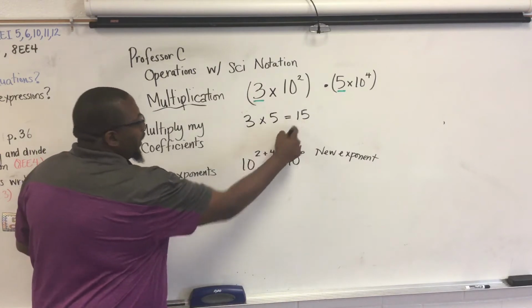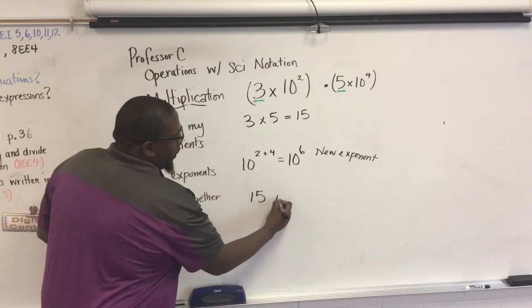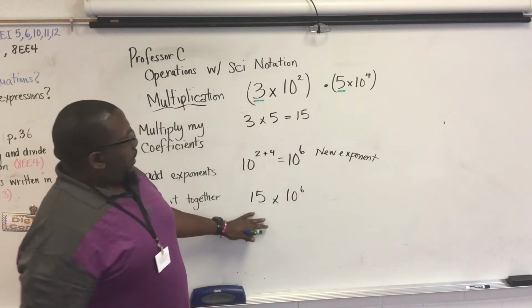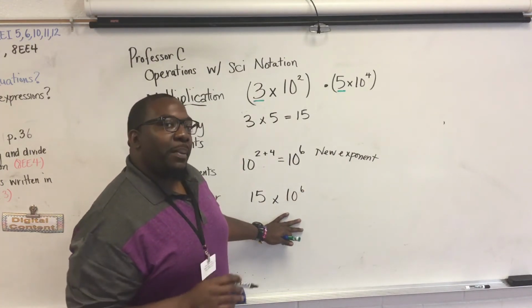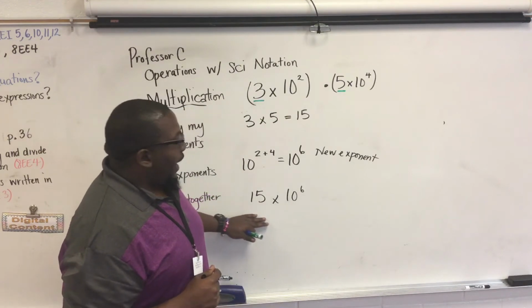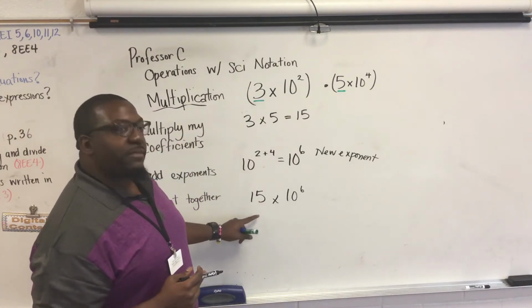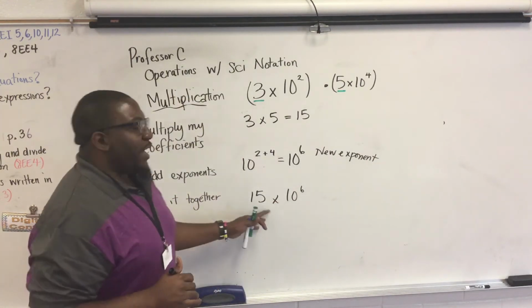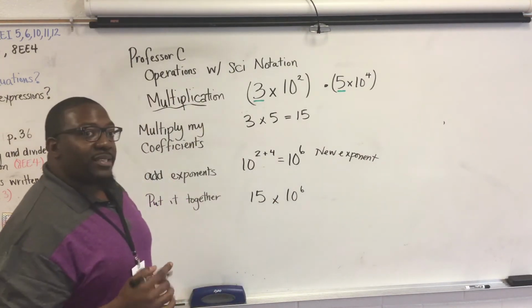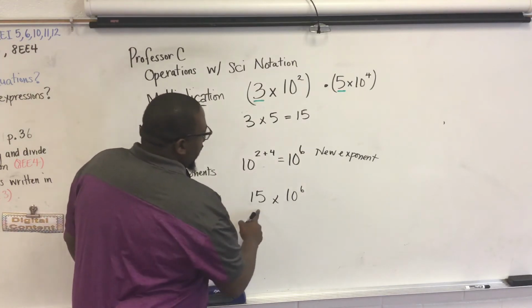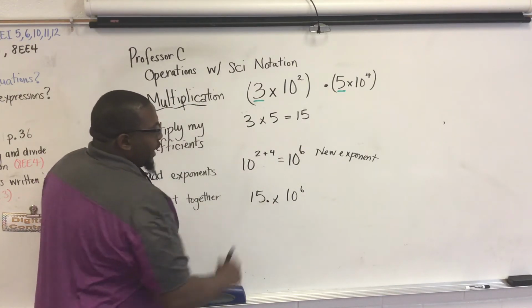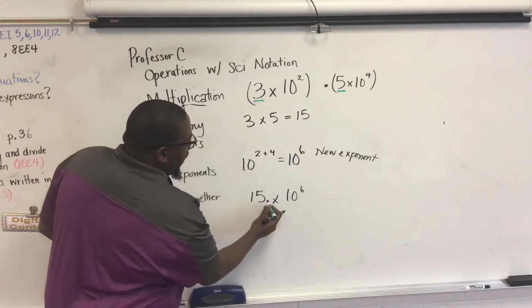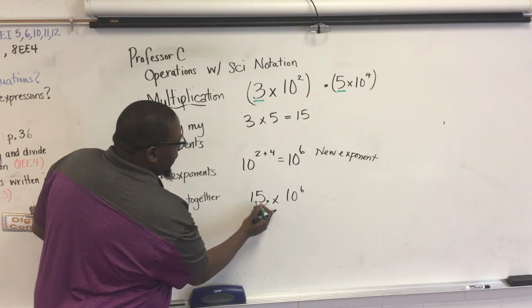So I take the number that I multiplied and I rewrite my base and my exponent. But am I completely done? Actually, no, because this 15 is not a number between 1 and 10. So we have to rewrite this number into scientific notation correctly. Remember, 15 has a decimal place here. That means if I want to get it between 1 and 10, I have to move 1 decimal place.